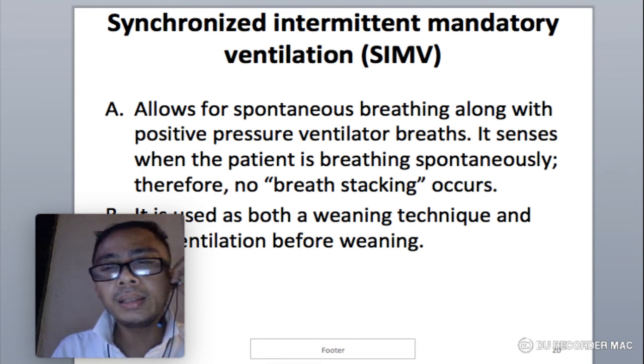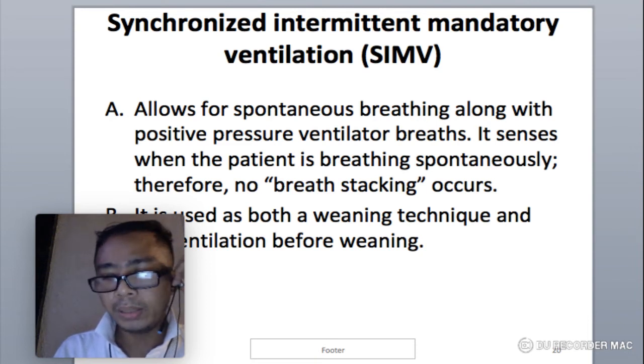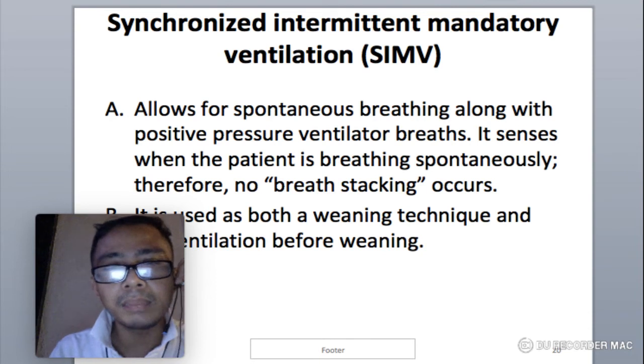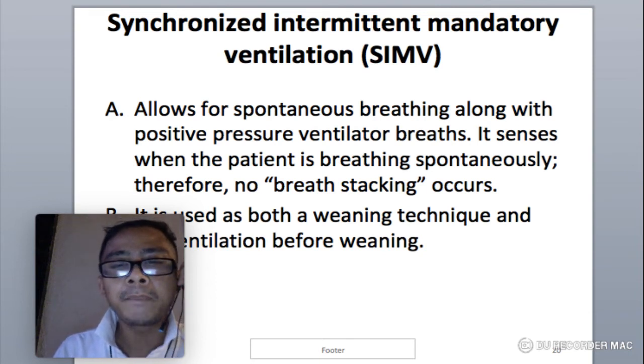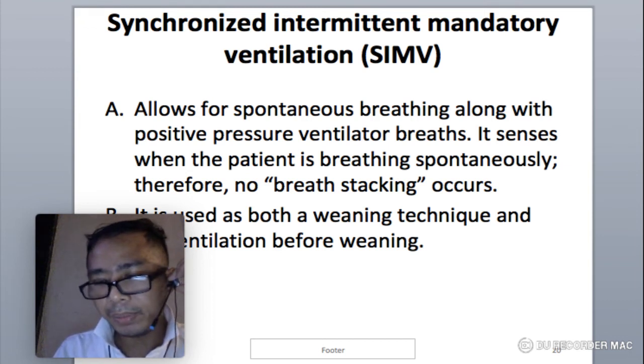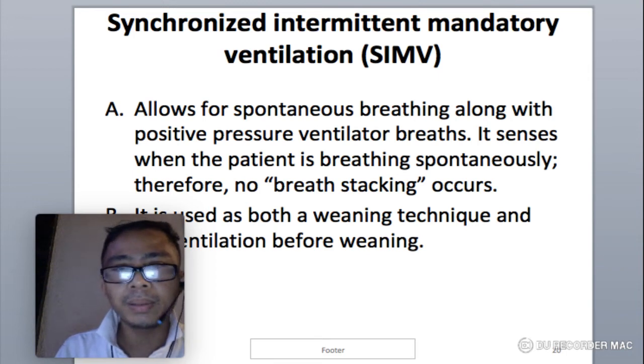This is also a weaning technique. When you are here, you are also weaning the patient off the ventilator, because you are teaching the patient to breathe on his own, but only 50%. So 50% of the breathing will be initiated by the patient synchronously, because of the word synchronized. And then the other 50% will be initiated intermittently based on your mandatory or preset settings. Mandatory means you have set parameters that will help the patient in the 50-50.